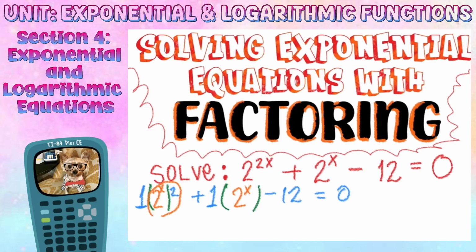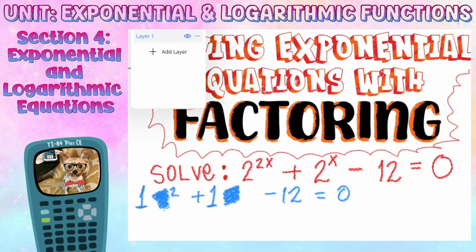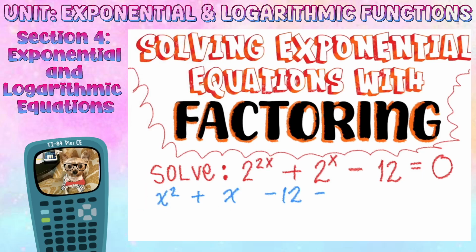Now here, 2 to the x to the second is 2 to the 2x. 1 times that, plus 1 times 2 to the x, minus 12. That's the original problem. So that is what you're factoring. Rewatch that 10 times if you have to. That really highlights exactly the structure that we are dealing with. I just wanted to take my time explaining that part so we can get into it.